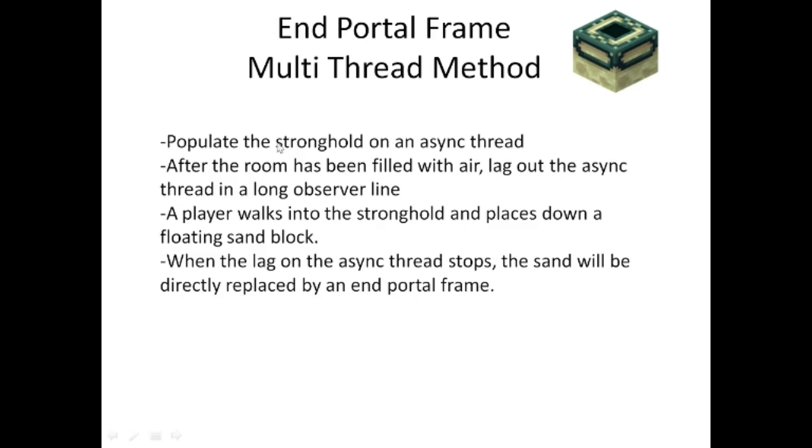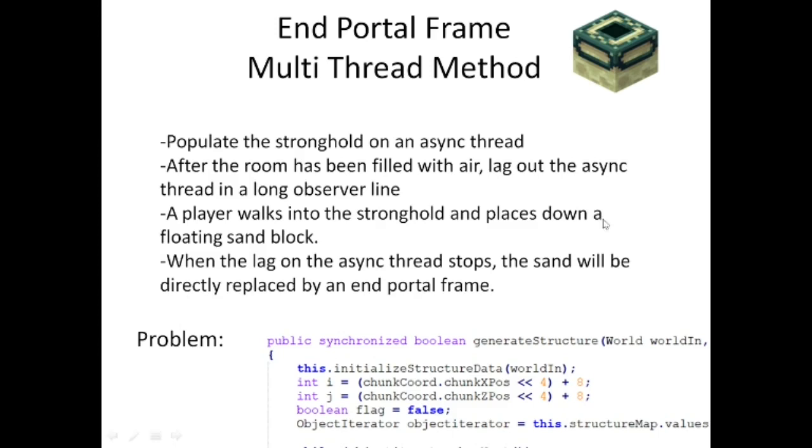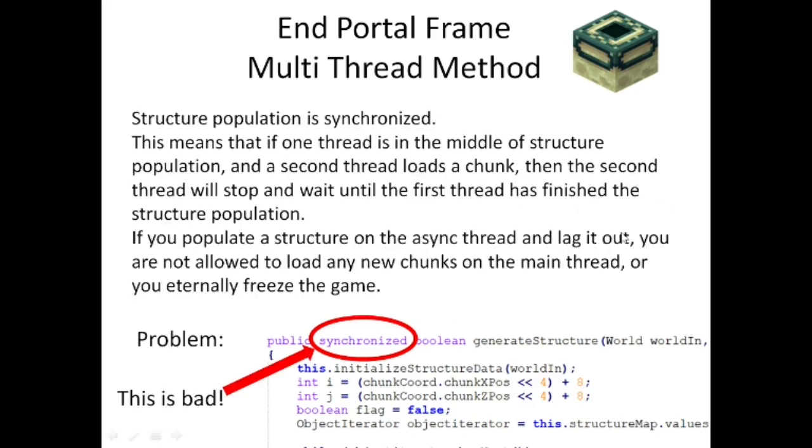Now there is one big problem with the async stronghold population and async structure populations in general, namely they are a synchronized method call, and this is kind of bad. So there's the mapgen structure class, and it generates the structures, and this is a synchronized method call which is supposed to prevent multi-threading interactions. And the mapgen structure class has another function which is synchronized, which always gets called when a chunk gets loaded. And what this means in practice is that if you do a stronghold population on the async thread, then the main thread is no longer allowed to load any chunks, otherwise the game will freeze forever.